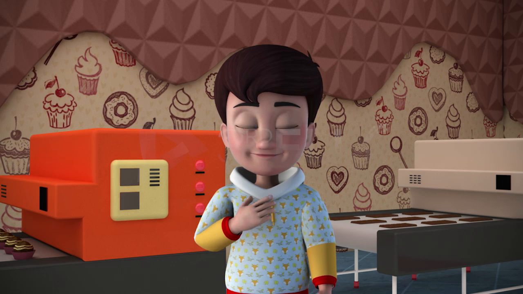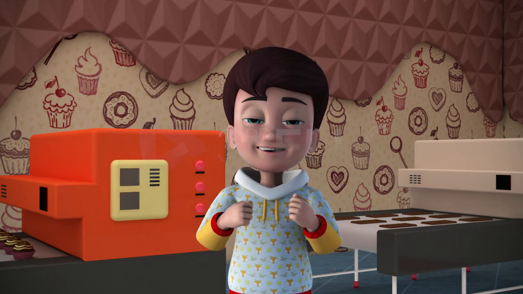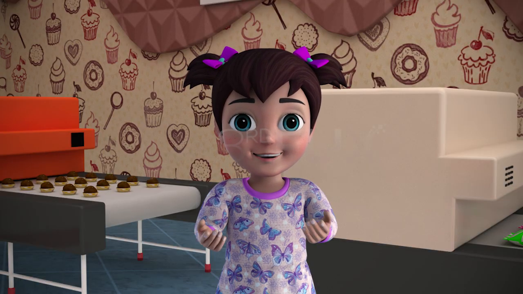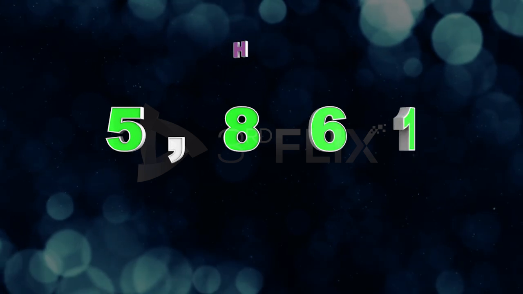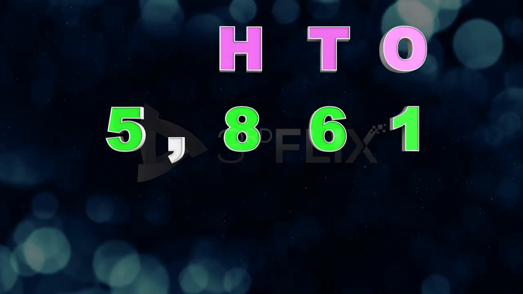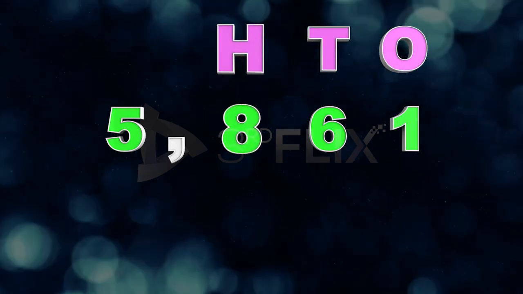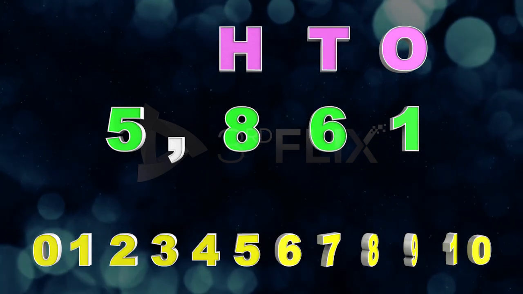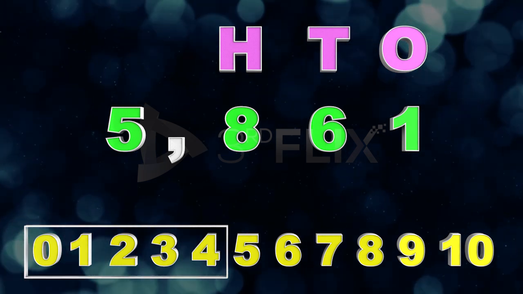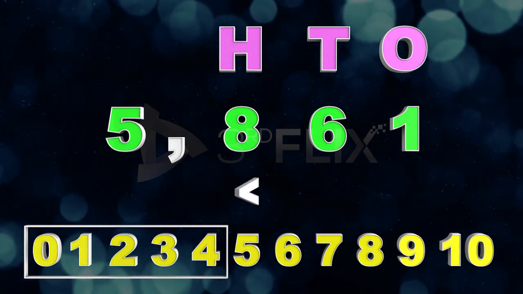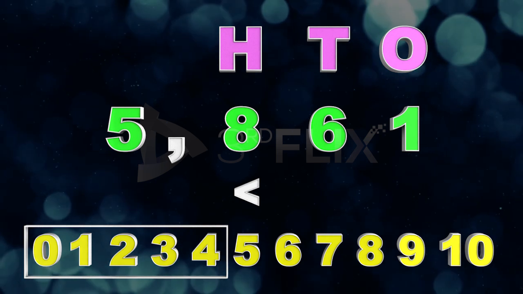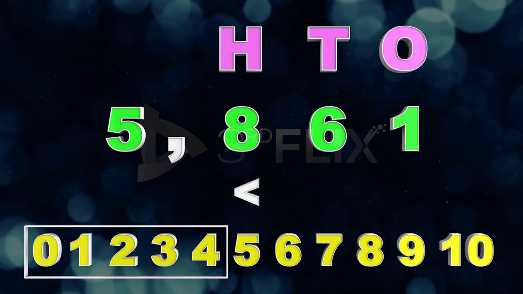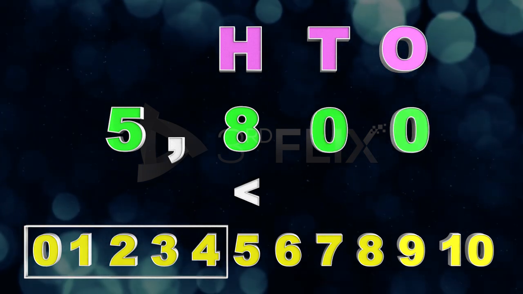Shall we try with rounding off to the nearest 100? Sure. It is really interesting. While rounding off to the nearest 100, if the digit in the tens place is from 0 to 4, that is less than 5, then the tens and ones place are replaced by zeros.